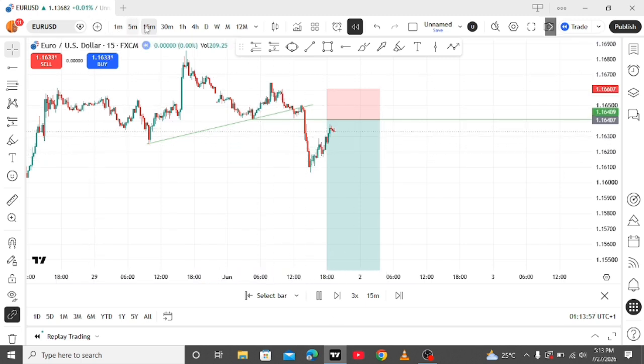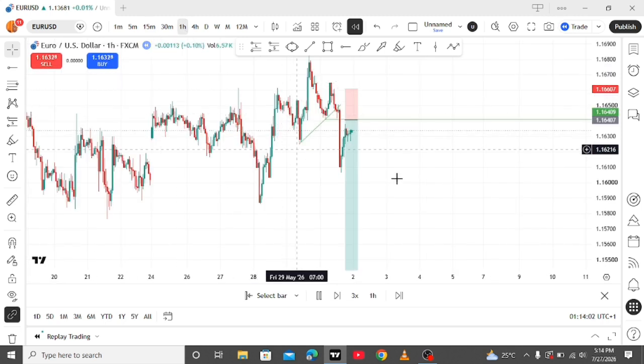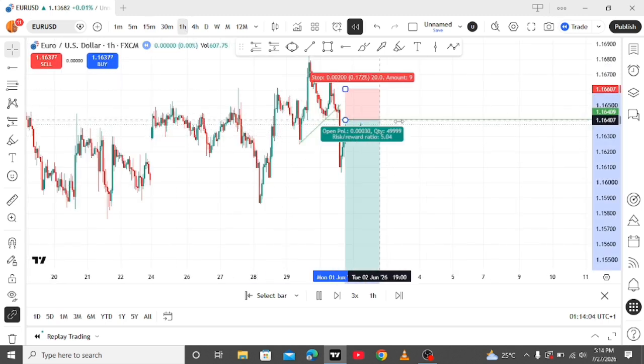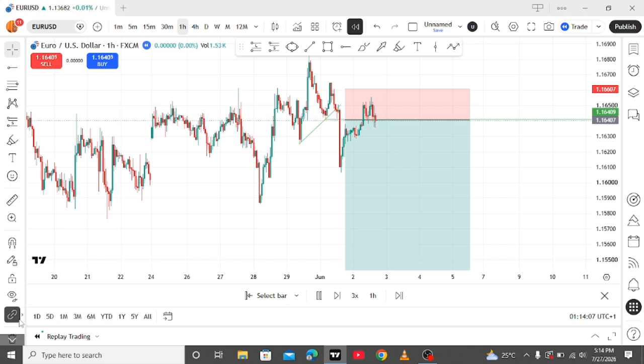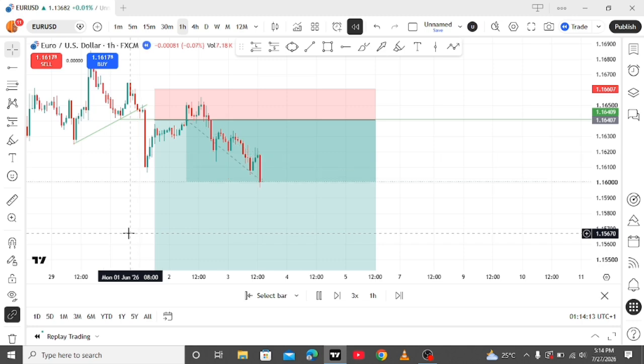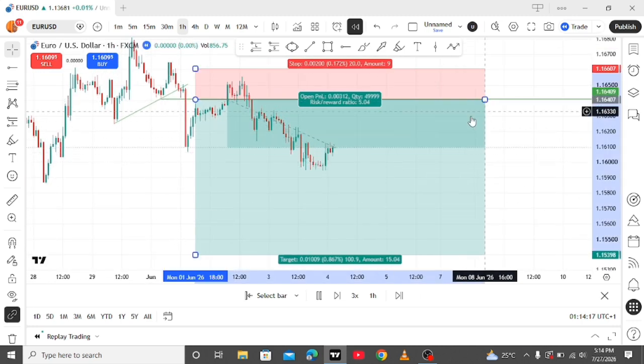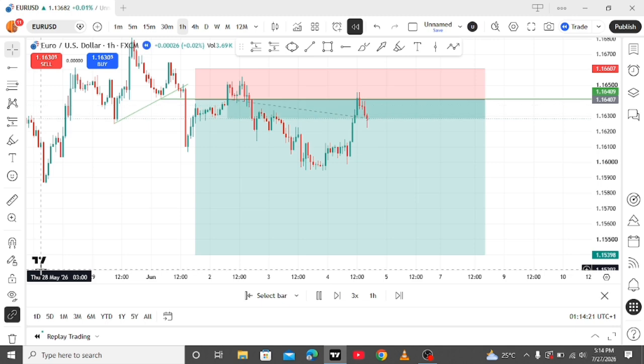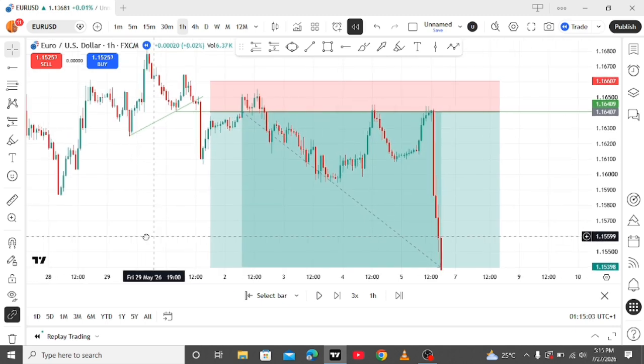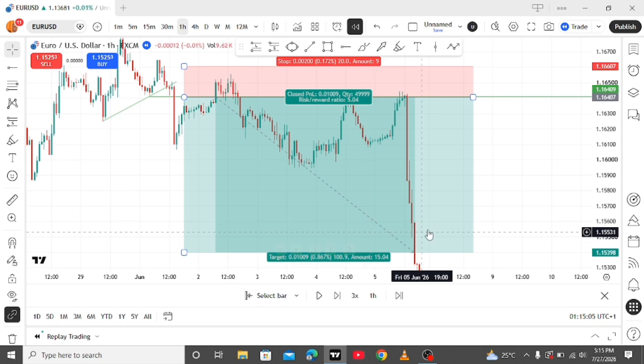So we can also watch this from the bigger time frame. Let's go over to the 1-hour time frame. Let's see how this really goes. Right now we're in the market and we are already making profits. You can see this clearly. And that's how the market smashed our take profit.